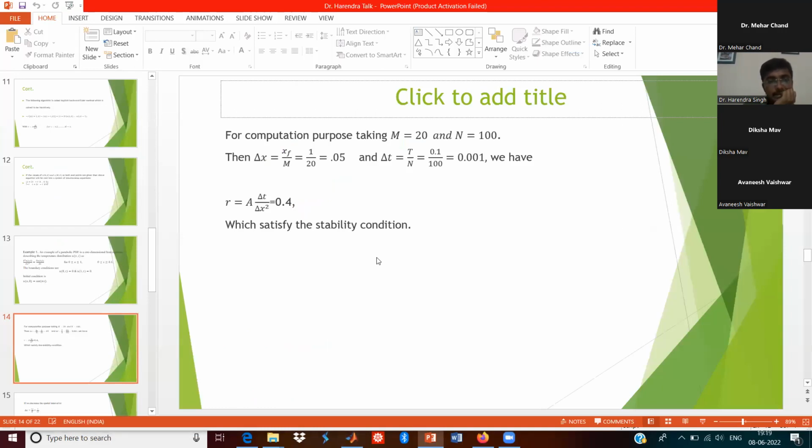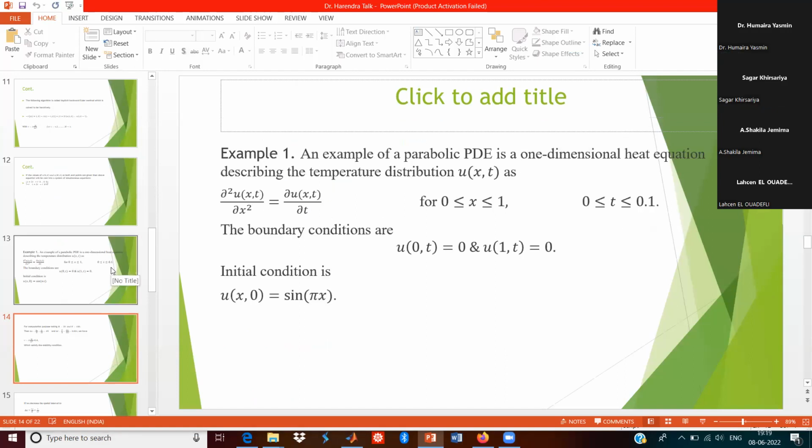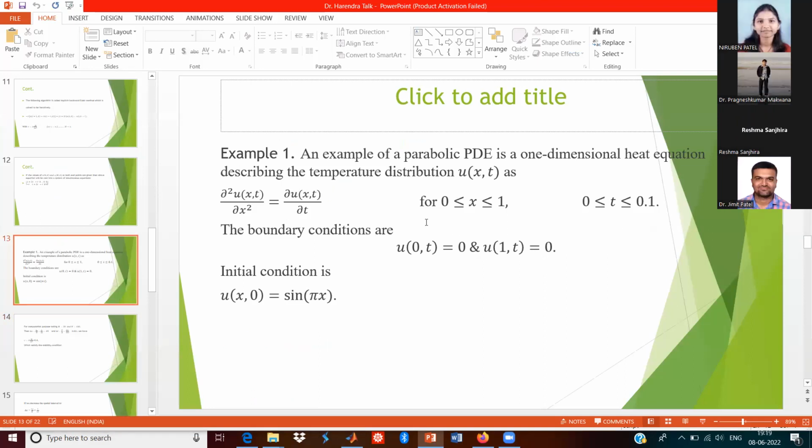So I have taken initial and boundary condition 0 0. Sorry, initial condition is not 0, boundary condition is 0 0. Yeah, in this example, I am going to perform our proposed scheme. So you can see that boundary condition is 0 0 and initial condition is sin pi x, and time domain is 0.0 to 0.1, that is tf is 0.1 and xf is 1.